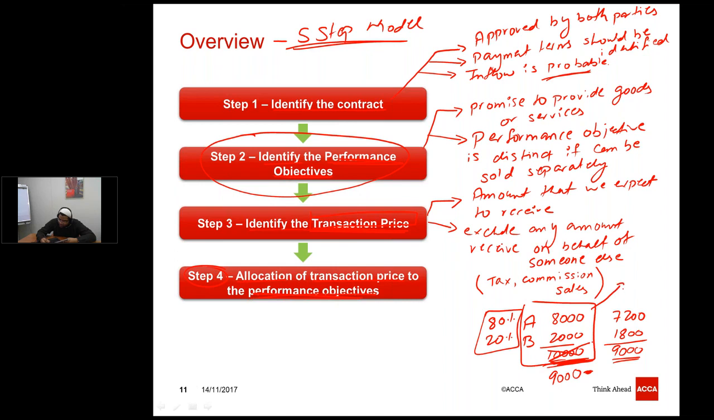These are actually known as standalone prices. So the standard says that in step 4, the allocation should be based on standalone prices. According to IFRS 15, the allocation should be based on the standalone prices.